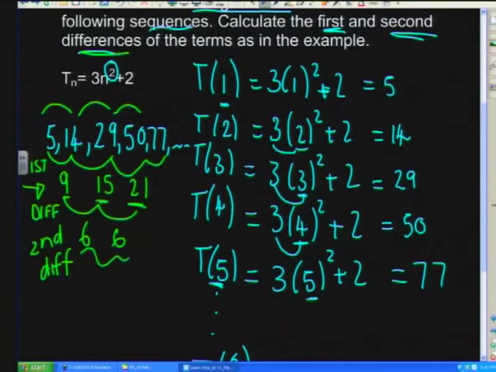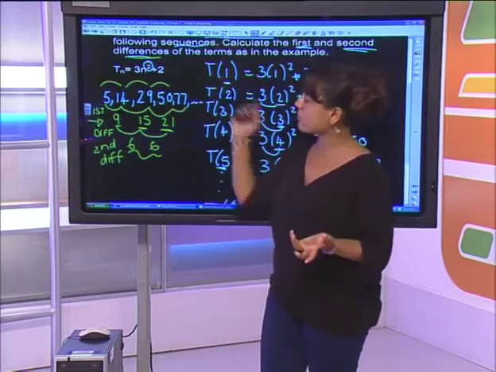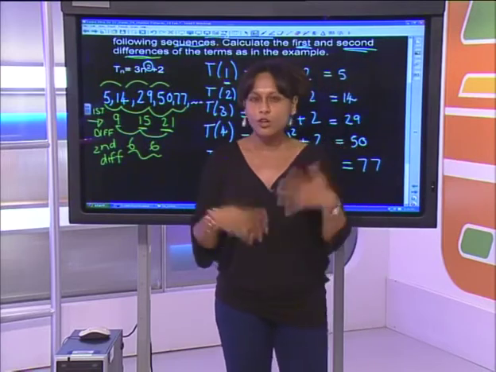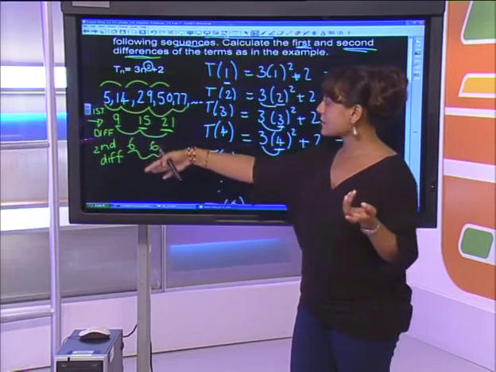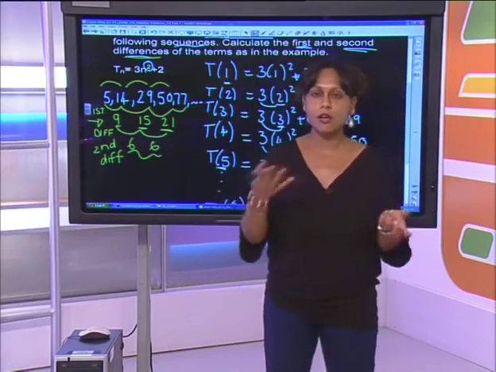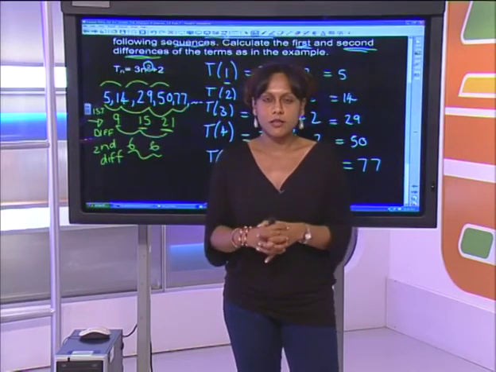Okay, so we're happy because we've confirmed that, yes, it is a quadratic sequence. Obviously, it was a quadratic because they gave us the formula as 3n squared plus 2. But we've also confirmed it by showing that there's a constant second difference. And when there is a constant second difference, then your sequence is quadratic.